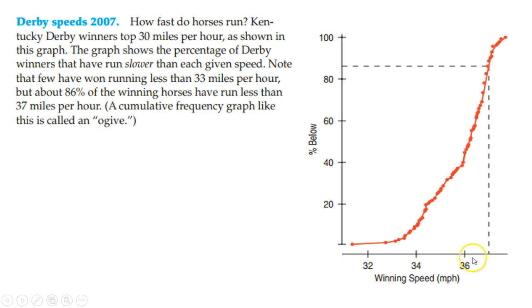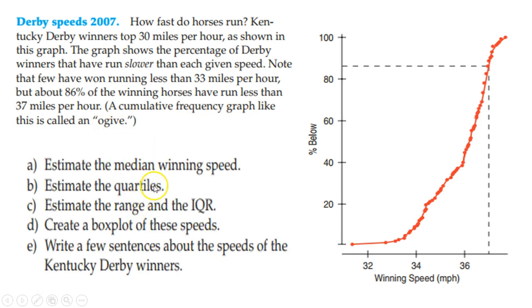Once you get up closer to 35, 36, 37, it's looking like it's getting steeper as it goes, right? This is the cumulative frequency graph, and they also call that the ogive. Estimate the median winning speed, which means the middle. Estimate the quartiles. Estimate the range and the quartiles. Create a box plot with this estimate.